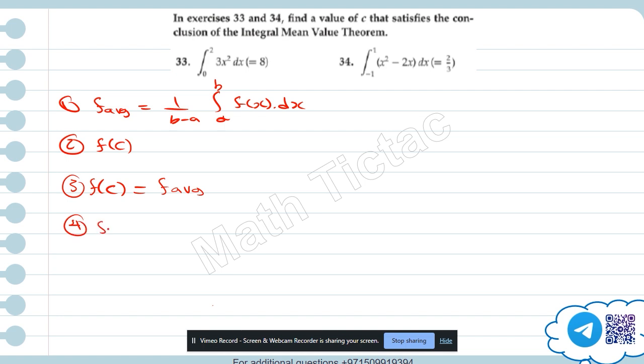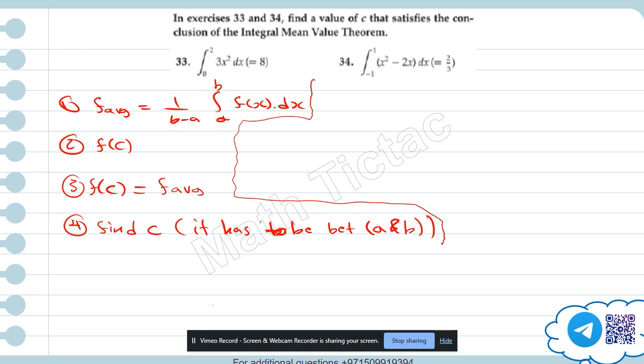Then the fourth step, find c, and it has to be between a and b. Okay, so let's see how we can solve this question. So directly, these are the steps for solving the question.